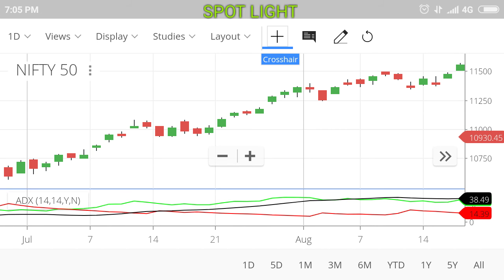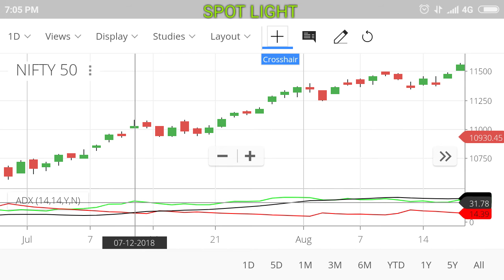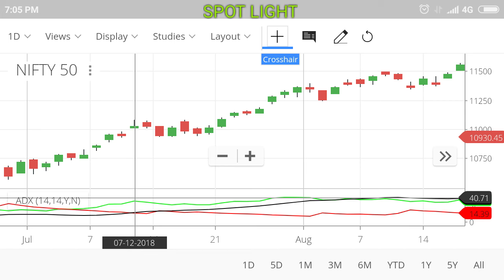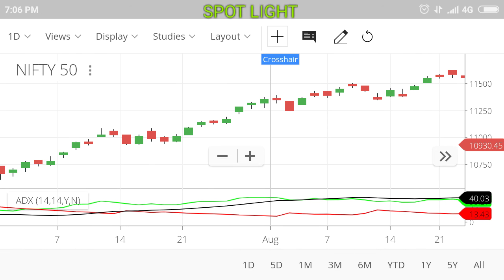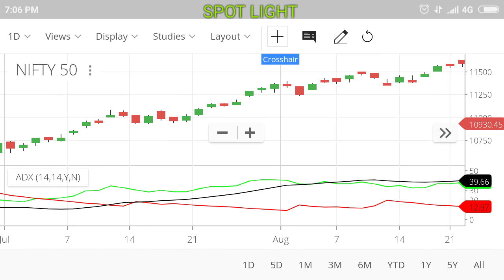Here we see the ADX line is shown by the strength of the ADX. When the ADX line crosses more than 25, it's a good strength. More than 25 is a very strong strength of the trend. Whichever trend continues with a value more than 25 will be very strong.